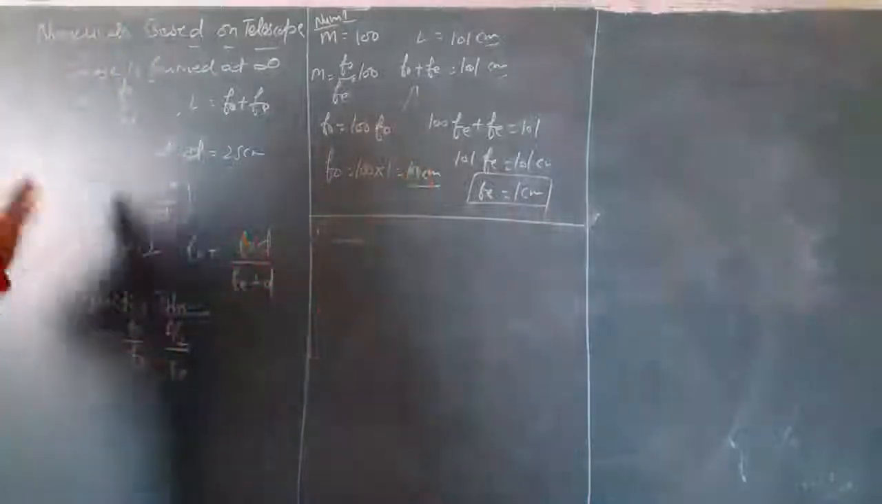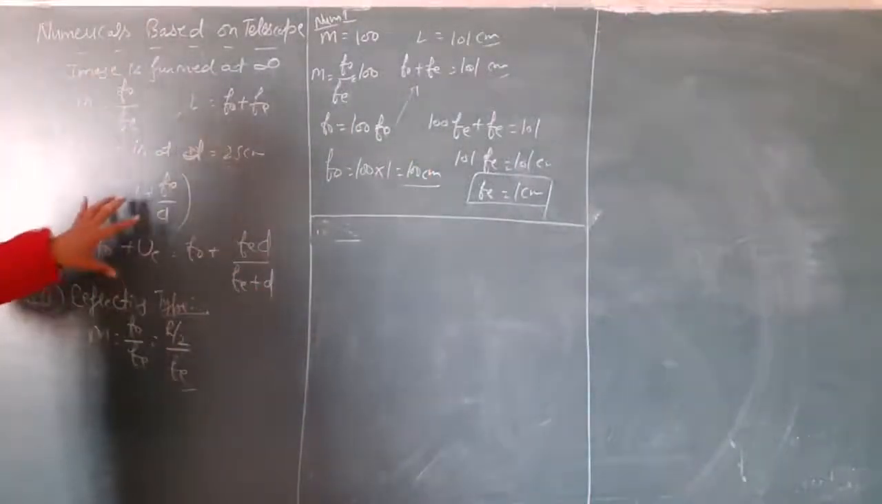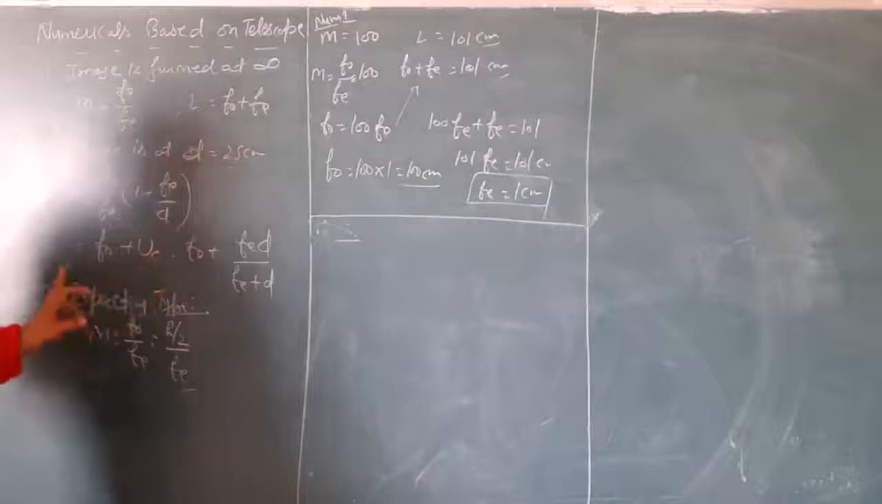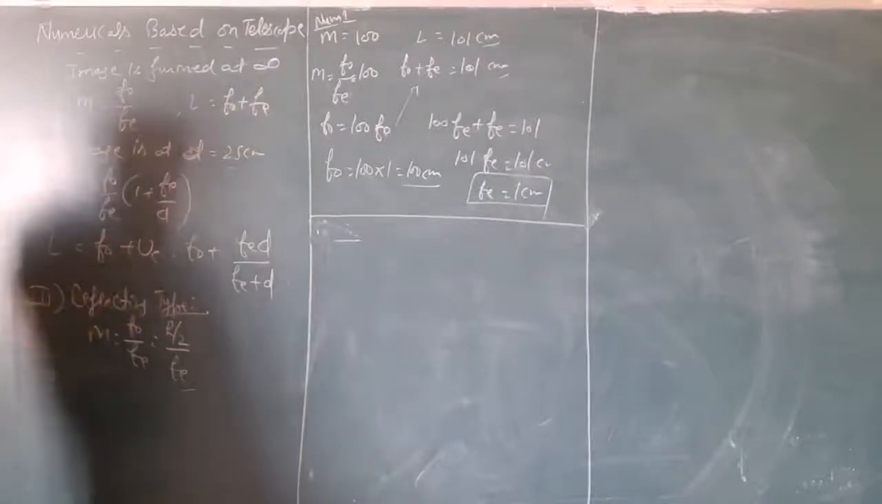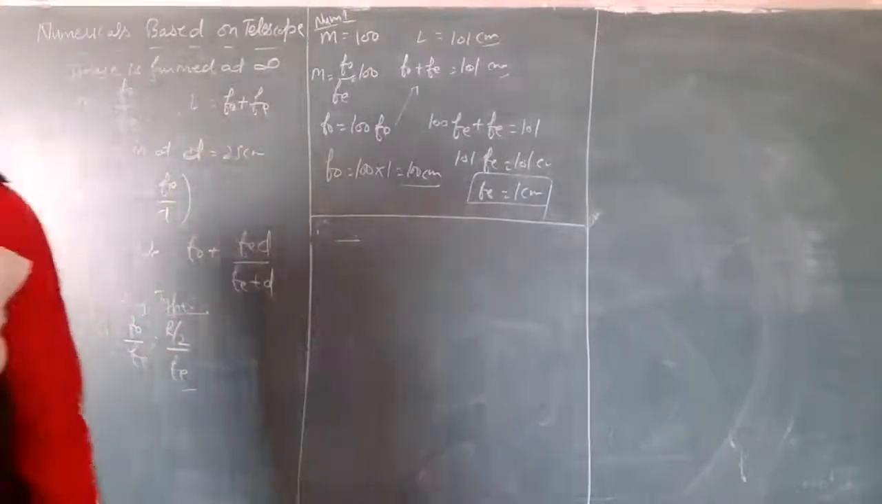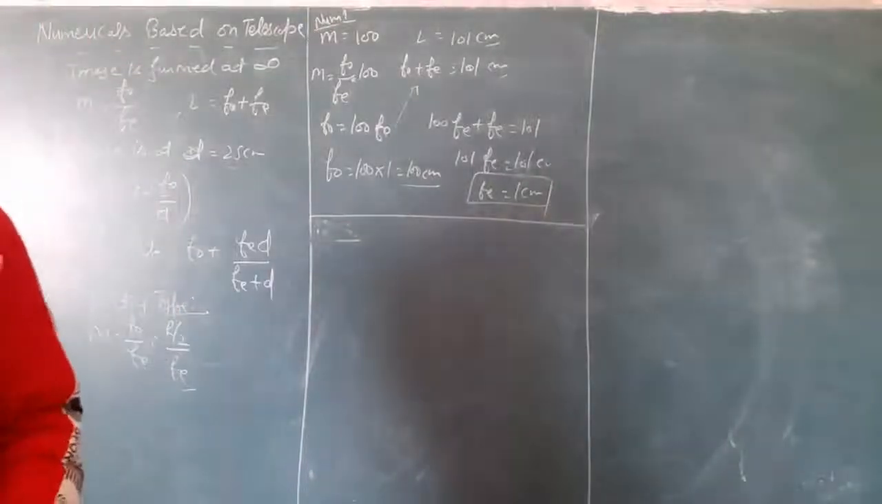Okay, this type of statement you can give, normal adjustment given है तो ये हो जाएगा. अगर यही least distance of distinct vision बोला गया होता तो L आपके पास क्या होता, that is f naught plus ue होता. So some of the values will be given to you and you have to solve the numericals.